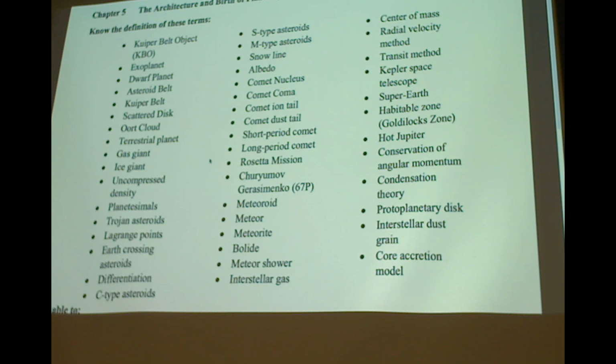Comet nucleus, what's that? That's the hard center of the comet. It's just solid pieces, right? What is a comet actually? What's the nickname for a comet? Dirty snowball. Dirty snowball, right? It starts off mostly made of ice with a bunch of dirt.